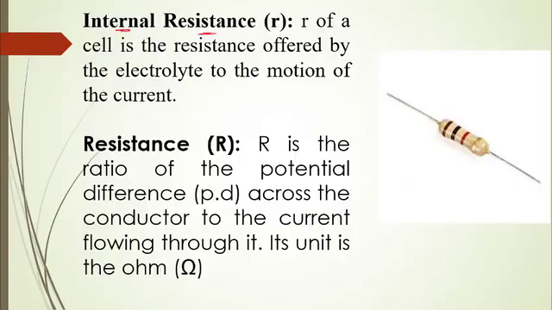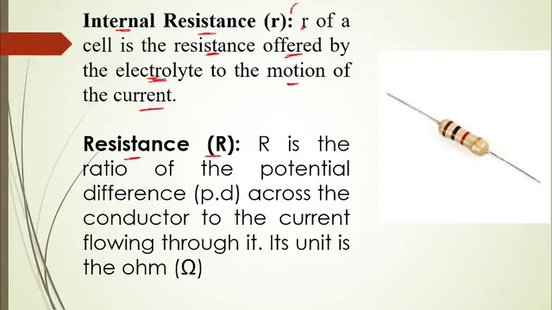We also have the internal resistance of the cell. And what do we mean by the internal resistance of a cell? Internal resistance, represented by small letter r, is simply the resistance that has been offered by the electrolyte to the motion of the current. In previous lessons, we've learned that electrolytes are solutions that accommodate electrons, the anodes and the cathodes in them, and help to set up a sort of conventional current, where current flows from one terminal, one electrode, to the other electrode.